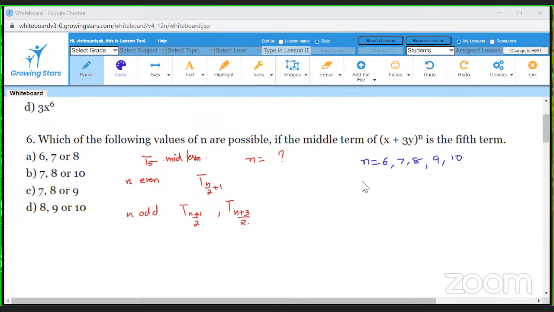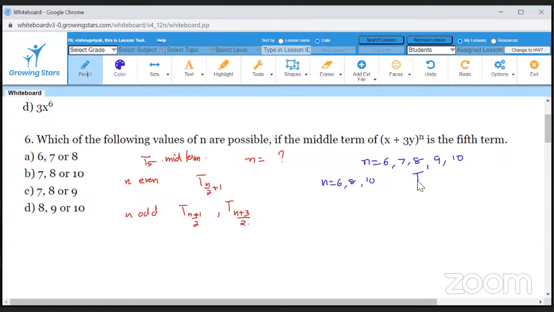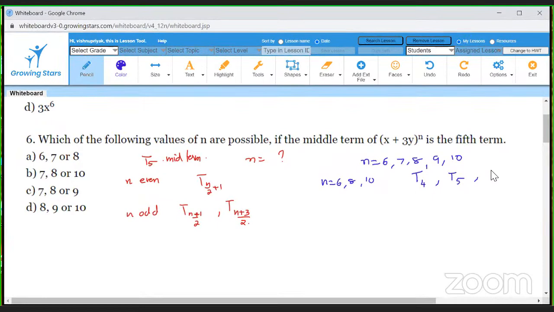Okay, suppose if I say n is 6. n is even. n is even means either 6 or 8 or 10. So what will be the middle terms? 6 by 2, 3 plus 1, 4. 8 by 2, 4 plus 1, 5. And then 10 by 2, 5 plus 1, 6. These are the middle terms if n is 6, 8 or 10.